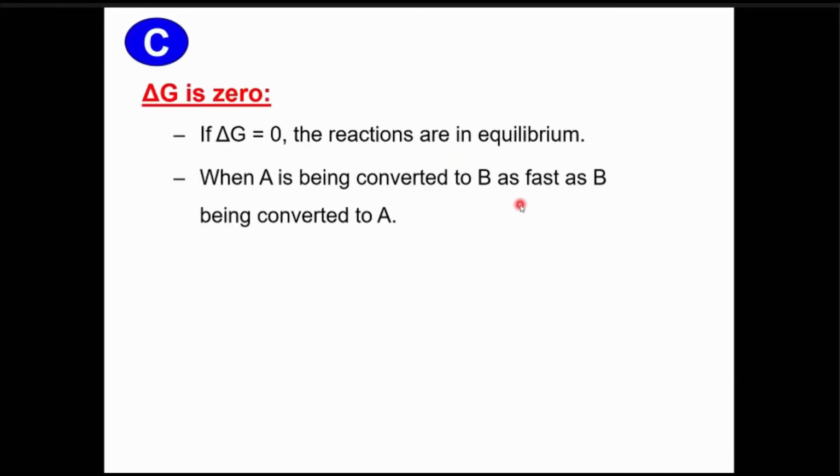There is a third state called equilibrium. When the change in free energy equals 0, the reactions are in equilibrium. It means there is equilibration here. If you have A being converted to B as fast as B is being converted to A. So if you have A, it goes very fast, converted to B.